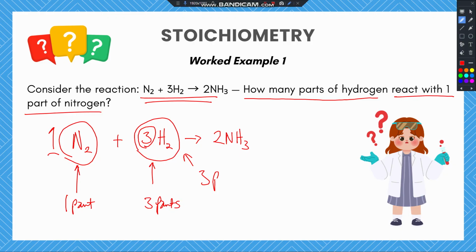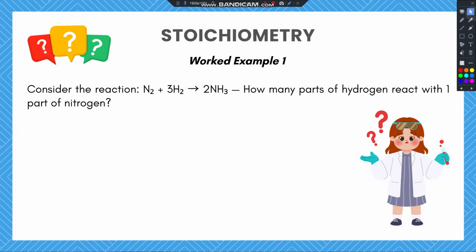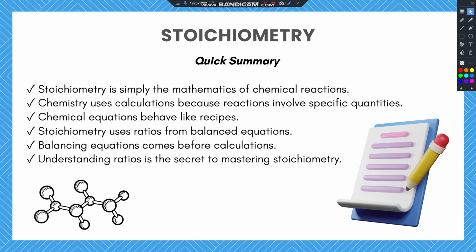3 parts of hydrogen, I beg your pardon, react with 1 part of nitrogen in this chemical equation. Pretty easy, pretty simple, and pretty straightforward. You see how stoichiometry has enabled us to know the amount of a particular reactant that was needed for the reaction to take place.